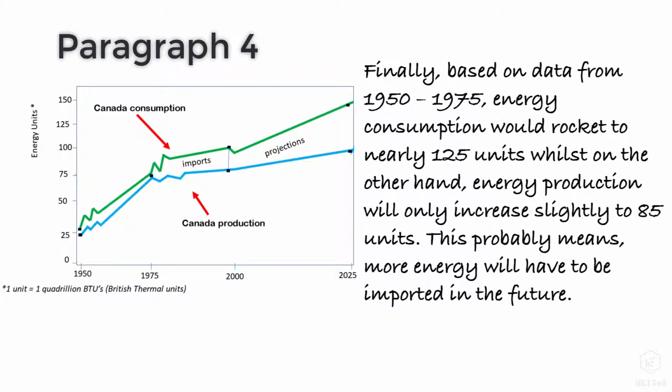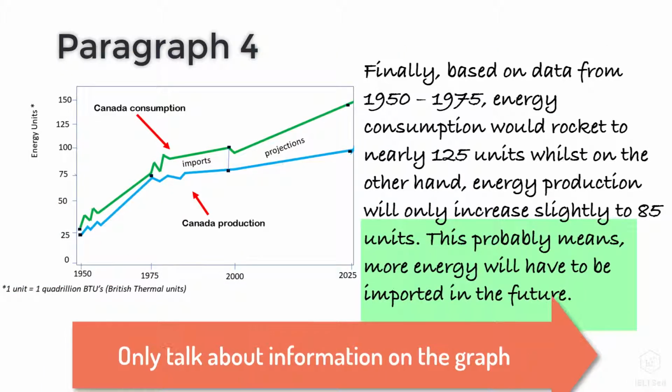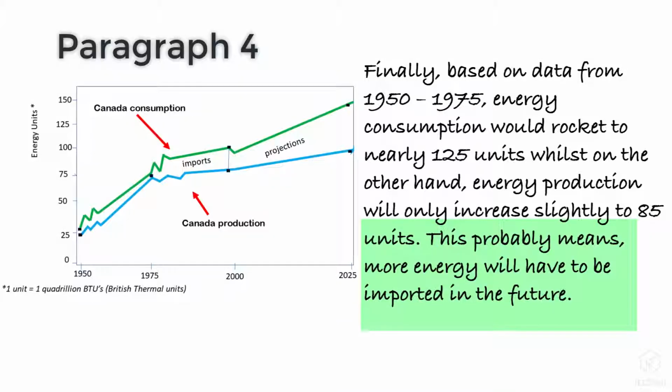So, in this paragraph, we talked about the date, the main event happening, we made comparisons, and we reported the data. Well done. The last line talks about what might happen. Remember to not use information from outside the graph. For example, it would be incorrect to say Canada is going to import energy from the US. That's not true because that information is not there. And that's the end of the fourth paragraph.